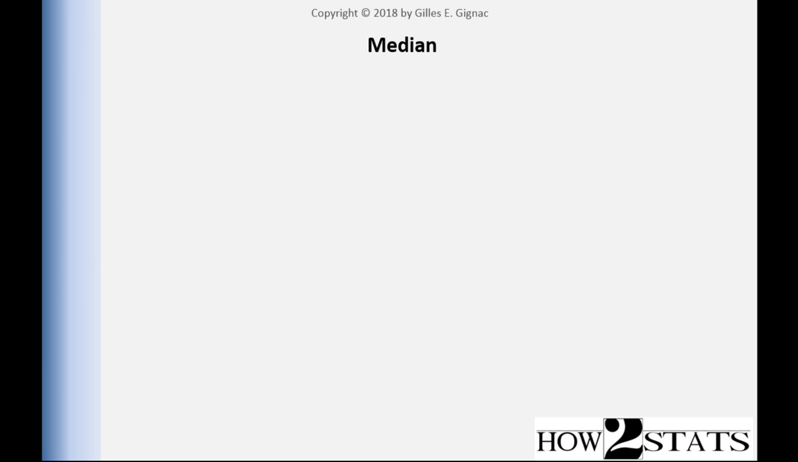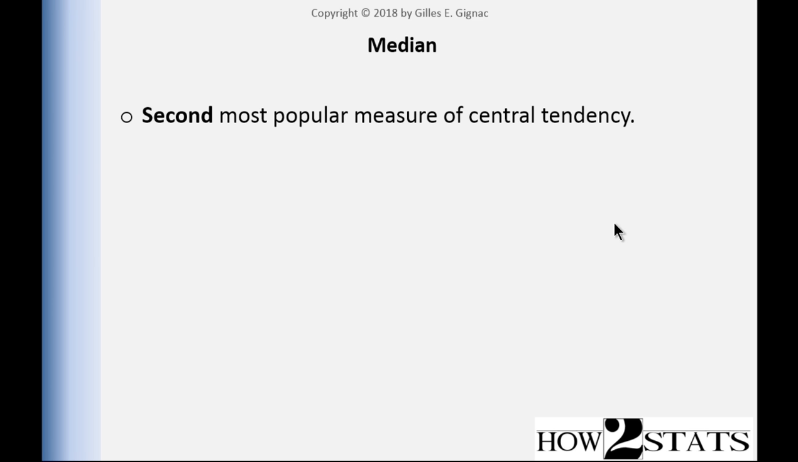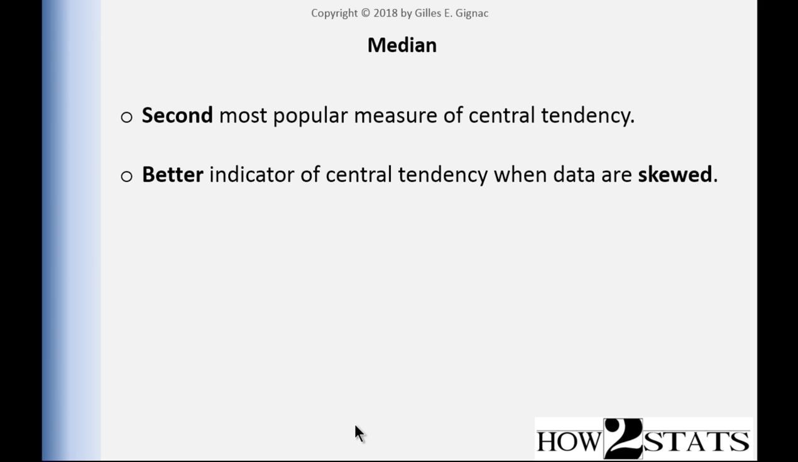In this video, I'm going to introduce the median, and then I'm going to show how to calculate the median with a really small data set. Something interesting about the median is that it's actually the second most popular measure of central tendency after the mean, and it's also a better indicator of central tendency when the data are skewed. That's an important characteristic of the median, and a reason to know the median is that it will represent central tendency better when the data are skewed, and a really good example of that I write in a textbook is annual earnings.